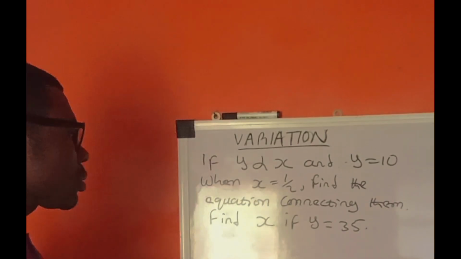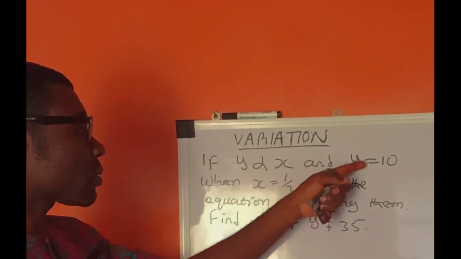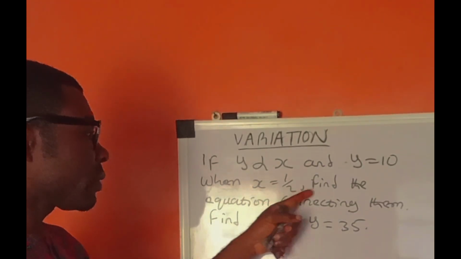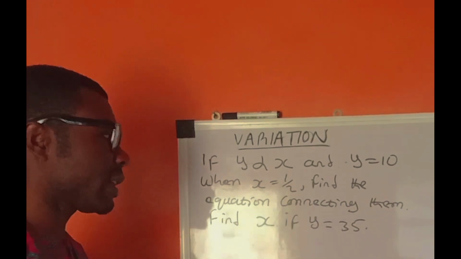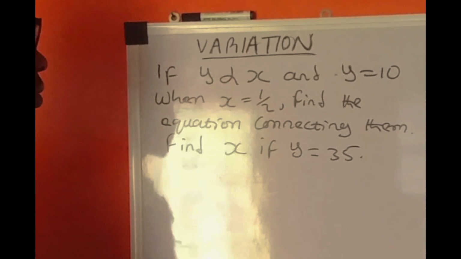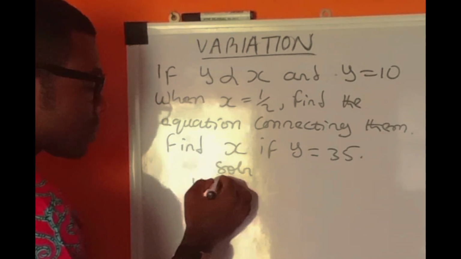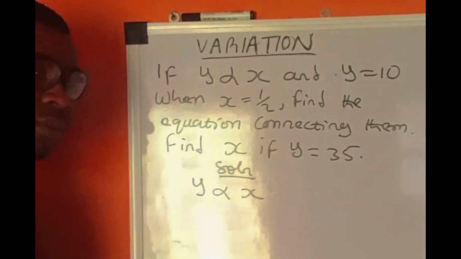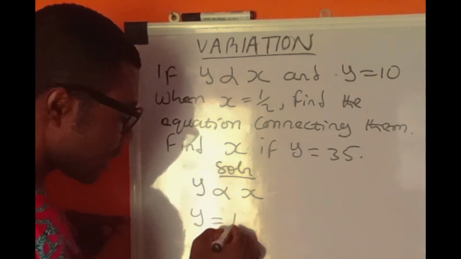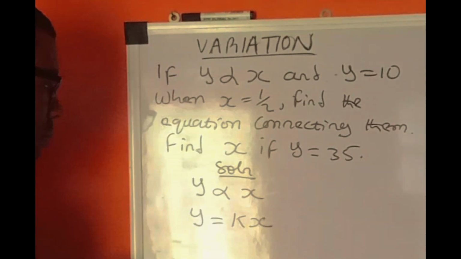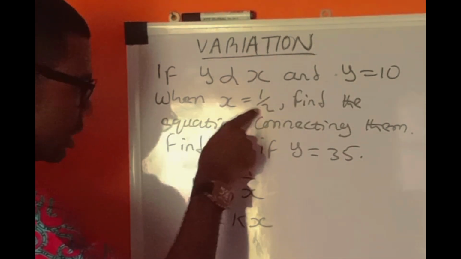If you look at this question that says, if y is proportional to x and y equals 10 when x is 1/2, find the equation connecting them. Also find x if y is 35. And I said this is what we use to solve that. You write y, solution first, is proportional to x. And when you remove the proportionality sign, you introduce an equality sign and a constant, y equals kx. And they said that when y is 10, x is 1/2.